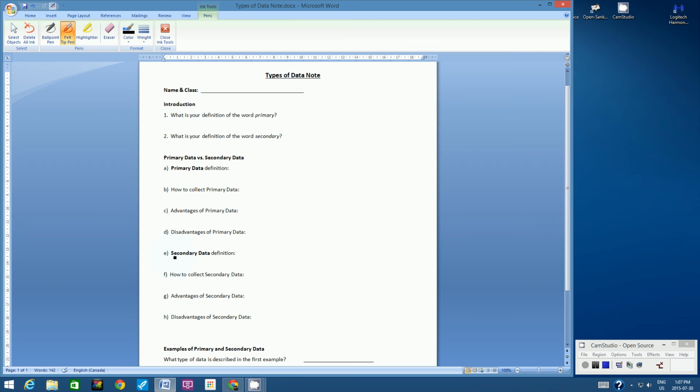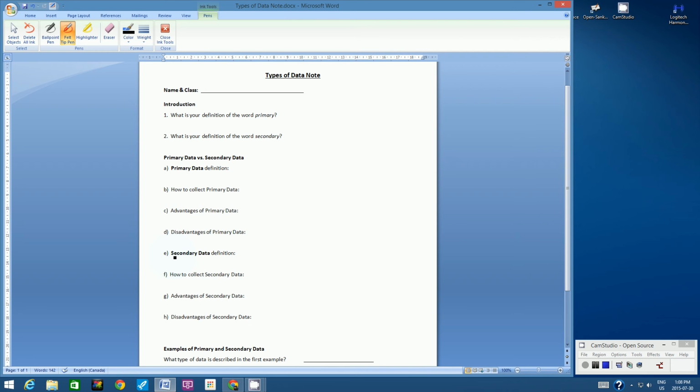So let's go to point F, how to collect secondary data. Well, secondary data comes from books, from encyclopedias, from newspapers, reports, and of course, in this day and age, websites. The advantages of secondary data. Well, it's less expensive and less work to do because someone else has collected the data for you.